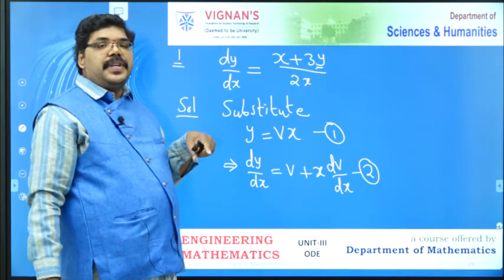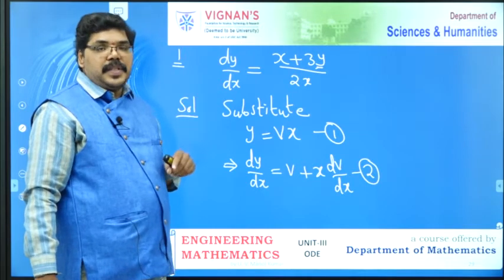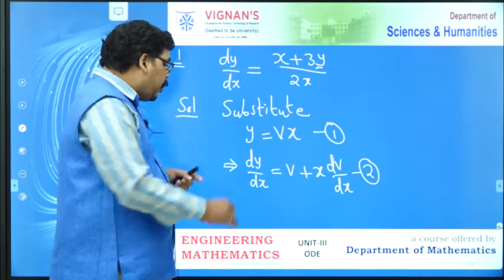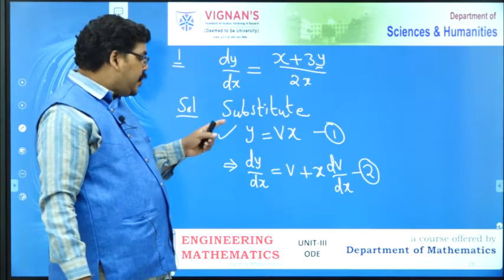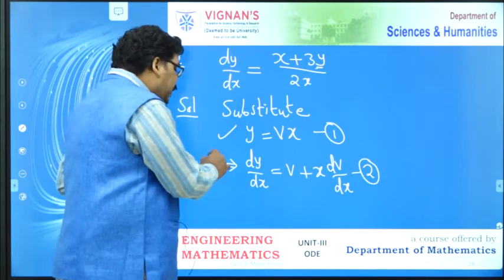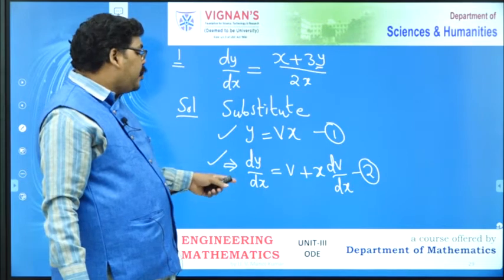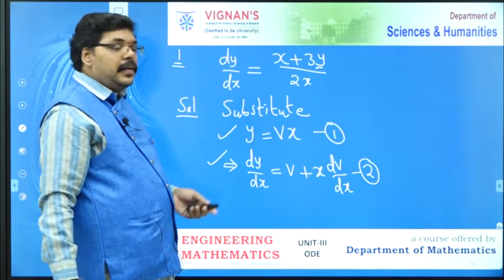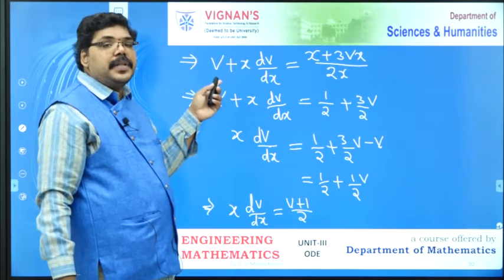So how to solve a homogeneous differential equation? Use the substitution and convert this into variable separable. What is the substitution we are using? You remember this, y equals vx is the substitution. So once you remember this, differentiate it on both sides, you will get this relation. dy by dx equals v plus x into dv by dx. Substitute dy by dx and y here. So when you substitute dy by dx and y, you will get this differential equation.